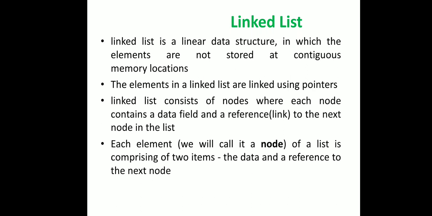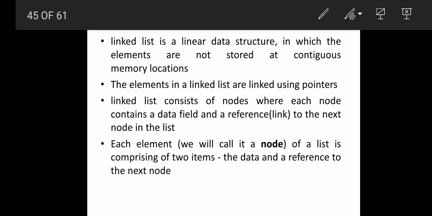A linked list consists of nodes where each node contains a data field and a reference link to the next node of the list. So each data item consists of two parts. One is the actual data for that node and the other is the pointer to the next node which is connected to it. So each element is called a node and it consists of two things. Now let's look at the example.